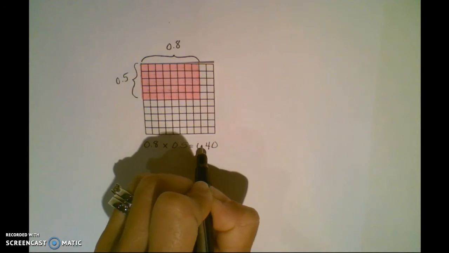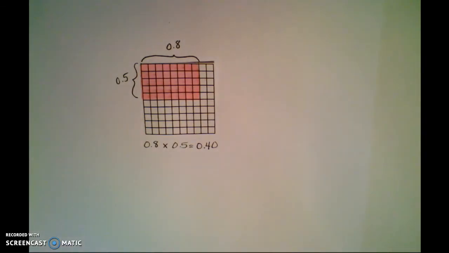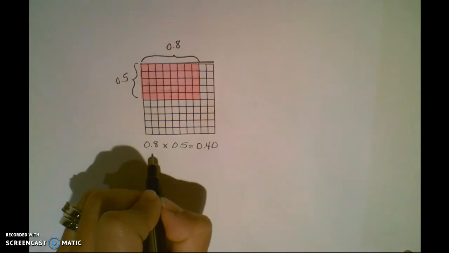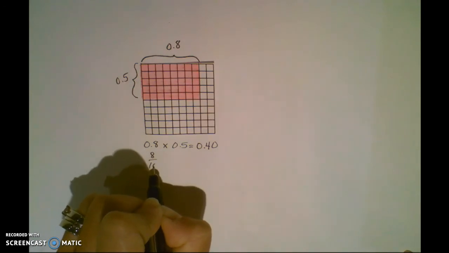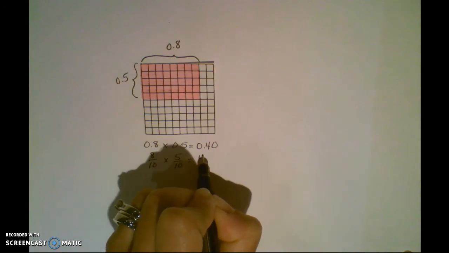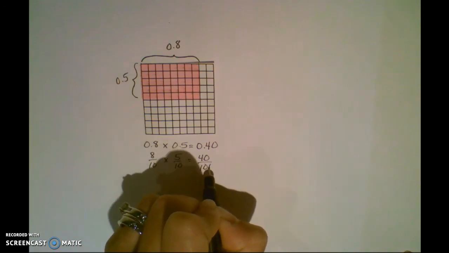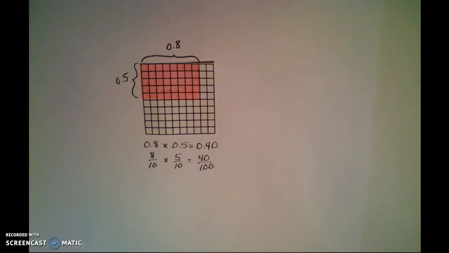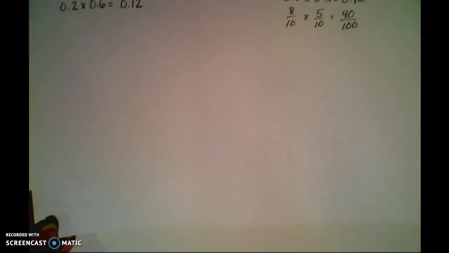Do you think? Maybe you want to jot it down as an observation on the back, an easier way to do this besides counting 40 squares, because that's a lot. If I were to write the fraction form, I would have 8/10 times 5/10 equals 40/100. Okay, so make sure you fill those two into your companion guide. And let's go ahead and try number 3.